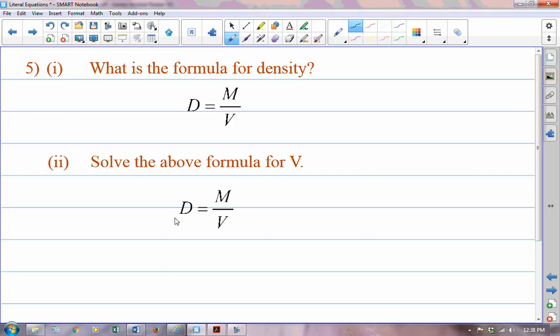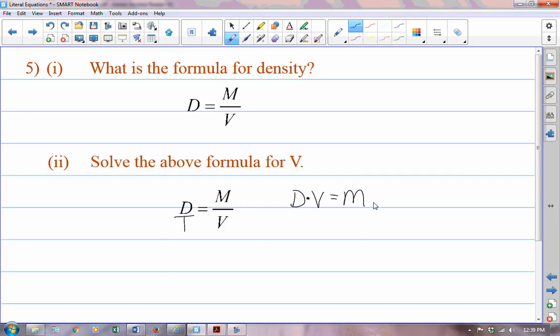I could make D over 1, and then I could do cross multiplication. Anytime you have to solve for a variable, you have to get it out of the bottom before you can get it by itself. So we're going to cross multiply. We're going to multiply D times V. So dV is equal to M times 1. So that's just going to be M.